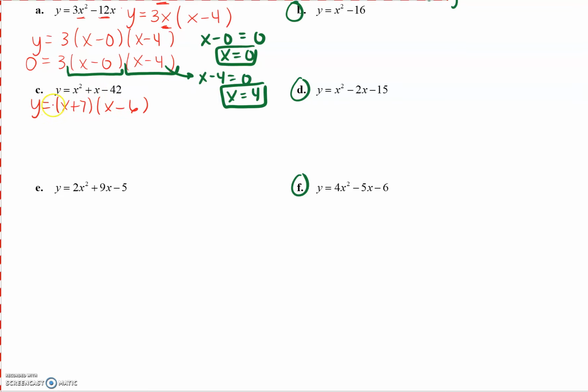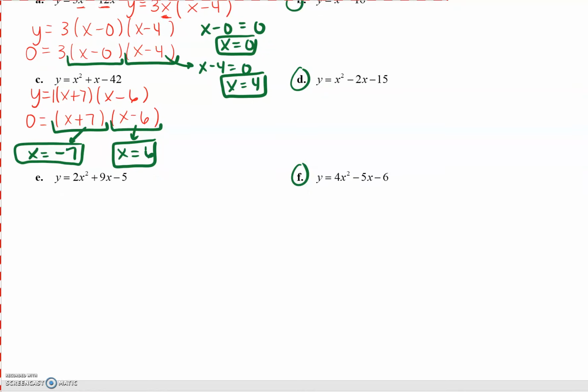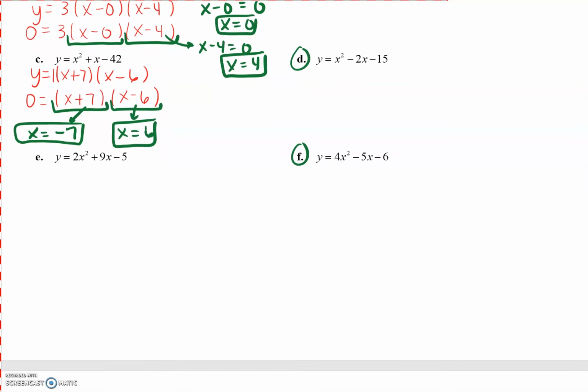Notice that A is still in front, it's just a 1. Now I'm going to go ahead and set it equal to 0, because if I want to find the roots, I set my factored form equation equal to 0. And now I get to take each one of my factors and set them each equal to 0. If I set the first one equal to 0, I get negative 7. So that's one of my roots. If I set the second one equal to 0, I get 6. So there's my second root. Quadratic functions should always have two roots. So if you ever find yourself only getting one, I would double check the work that you did.